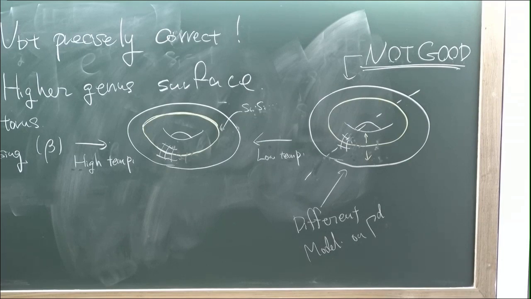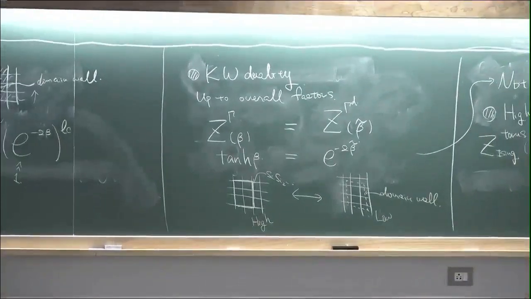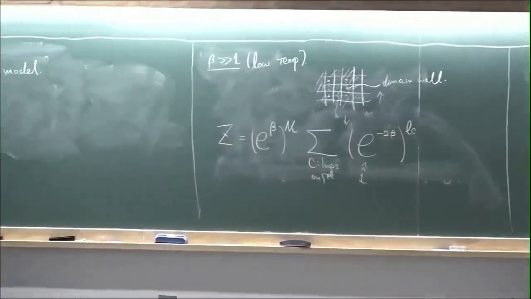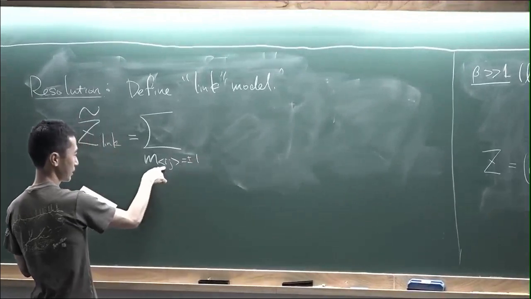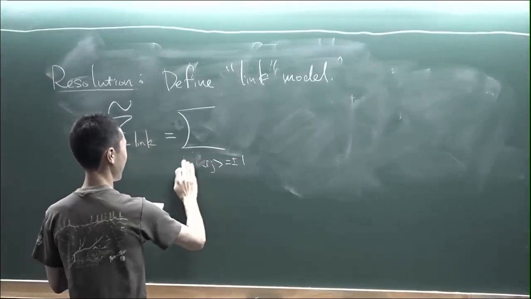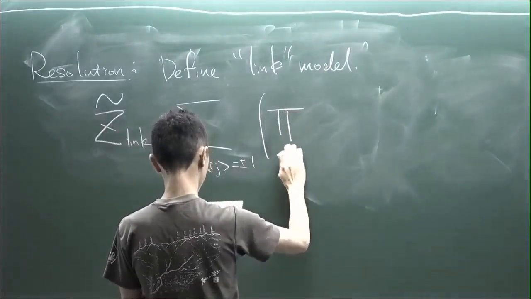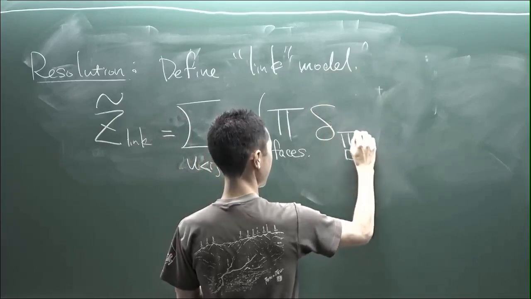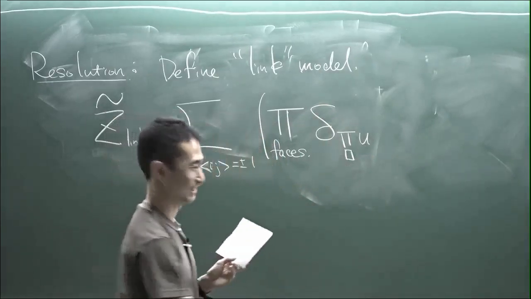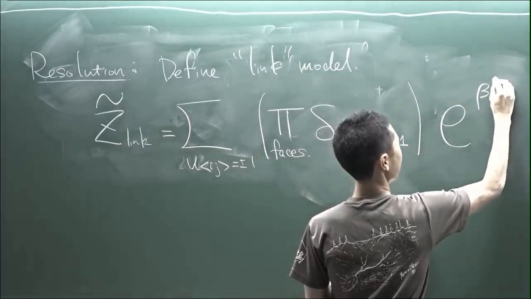So the resolution is to define a link model in which the degrees of freedom live on links rather than vertices. And the definition is given by this. So you define the partition function of the link model, and that is given by this expression. So now, for each link, you have a variable u, which takes value plus or minus 1. And then there is some slightly non-local constraint for each face of the lattice, which is almost a gauge theory, yes. And then I put this factor.